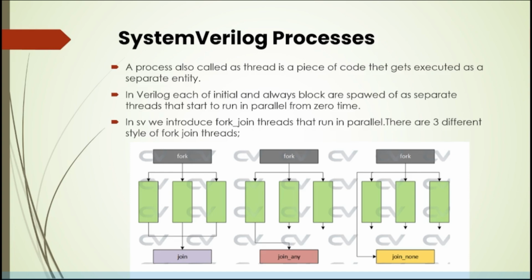I have already made a separate playlist on these fork join processes. I'll link that in the description box. You can go there and check it out, where I have explained lots of examples, because the SystemVerilog process is the most frequently asked question when you attend any interviews or internship written tests. But this is where many students lose their marks, because no matter how many times you read or practice fork join any and fork join none, it is very confusing. So I have made a separate playlist where I have explained every example on fork join, fork join any, and fork join none.